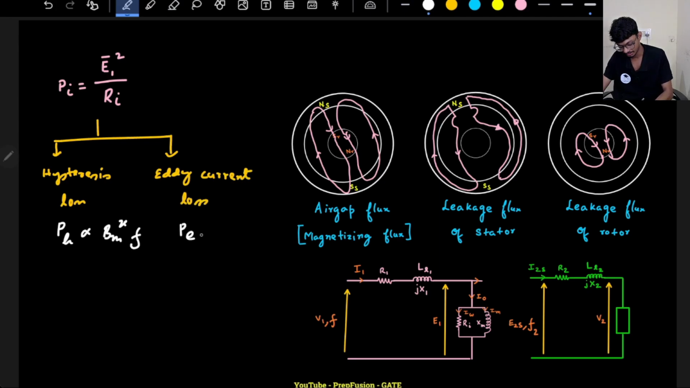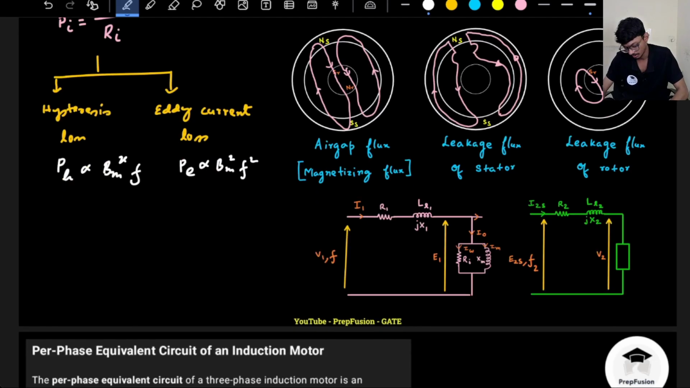What is eddy current loss? Eddy current loss Pe is proportional to Bm whole square times f square. Okay, that is what my eddy current loss is proportional to, right? So these will basically be the losses. I hope you have understood this basic point. Okay, and things are written over here.